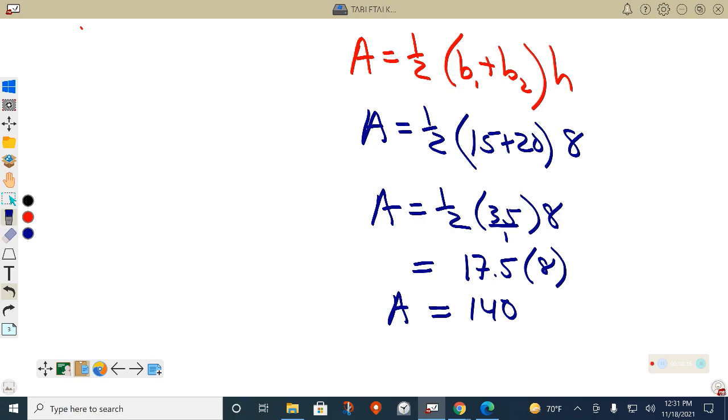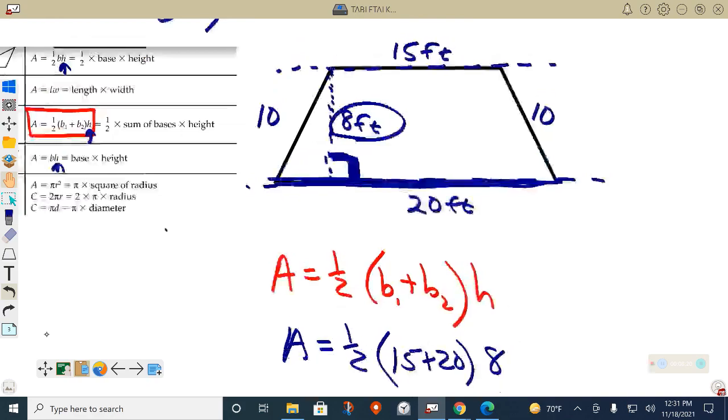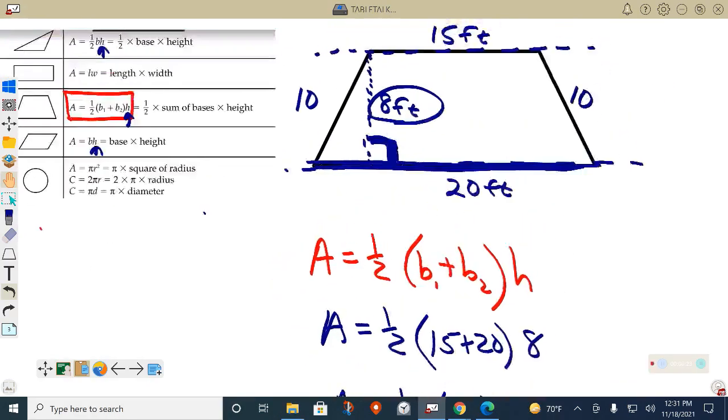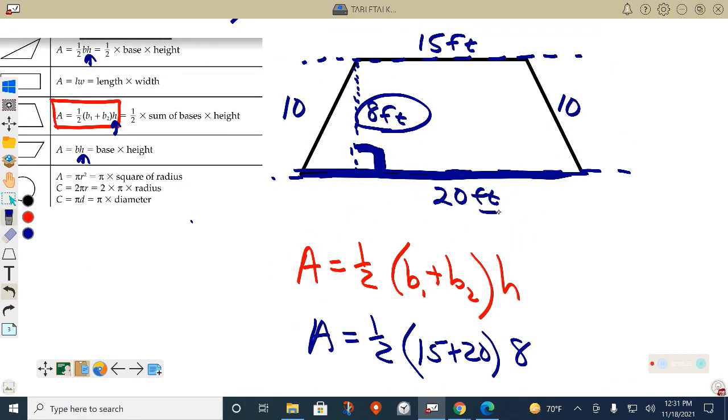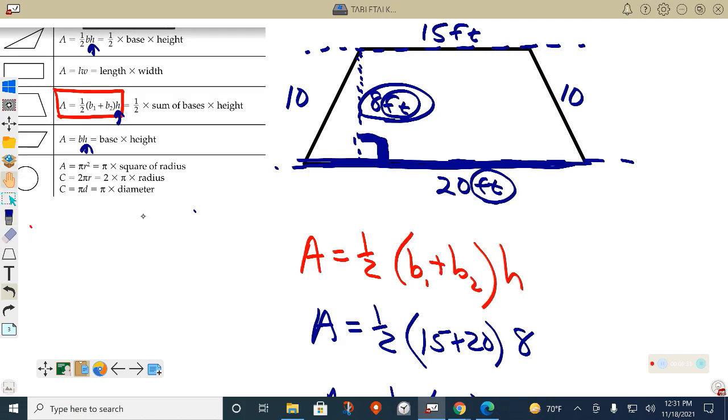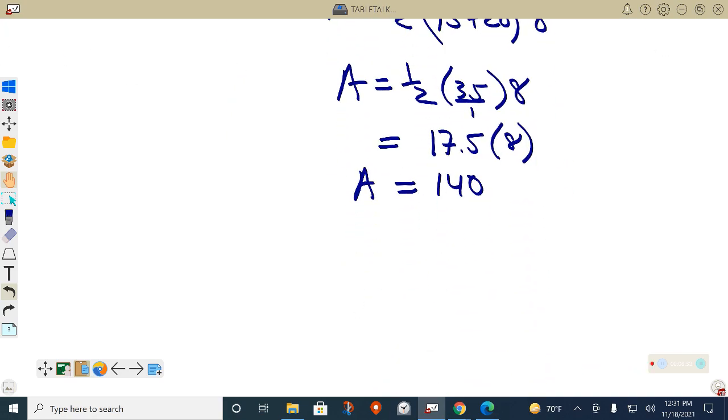140 what though? Chickens, horses, termites? What? 140 what? It would be units, very good, if it wasn't specified, but they're specifying that everything is being measured in feet, so the area would be in what? Square feet, huh? Yesterday you guys cut out a square inch. Now the area here is 140 square feet. So area is always in square units. Nice.